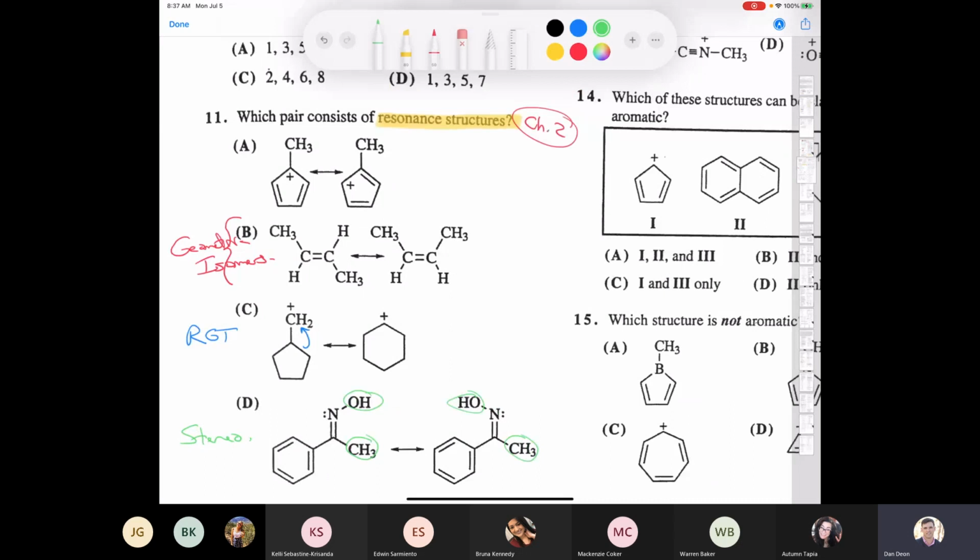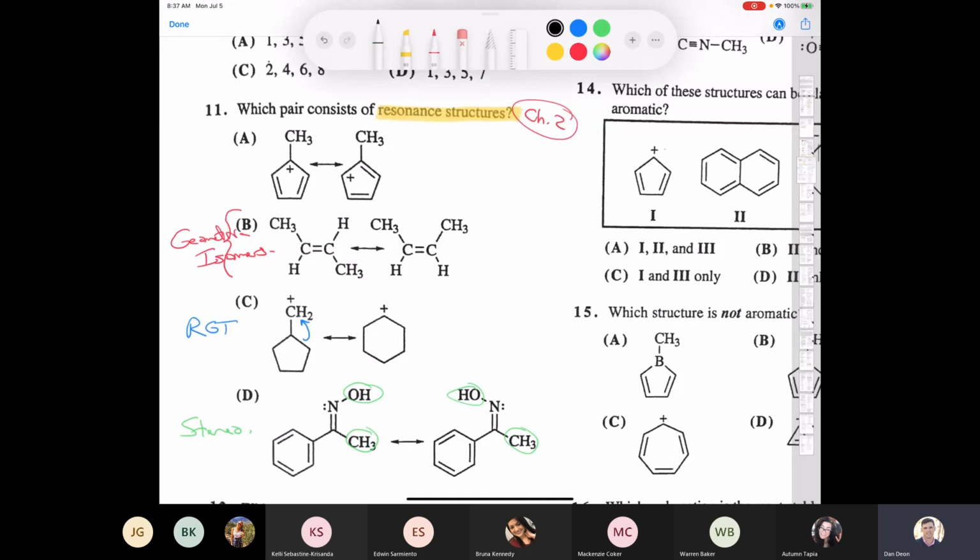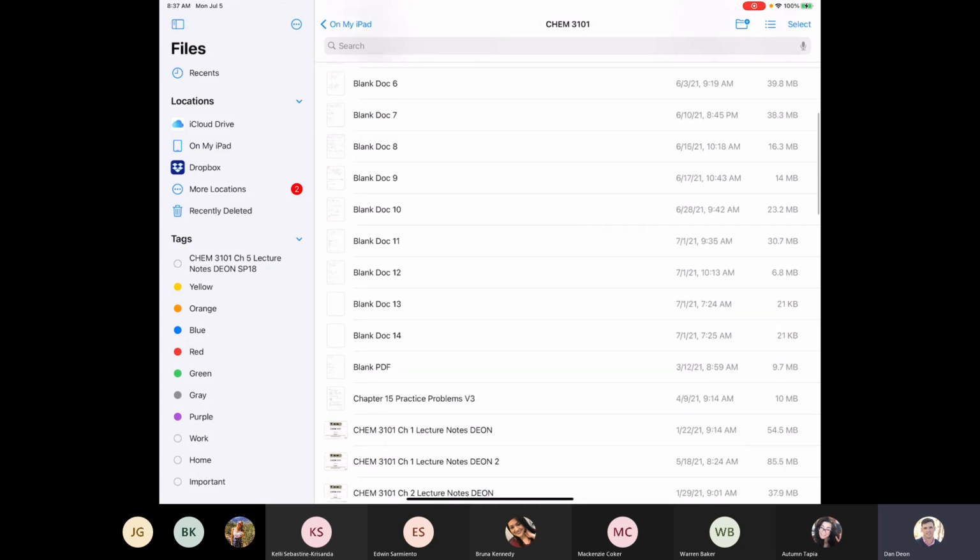But if we look at A, we can draw resonance structures where we show the delocalization of that positive charge. Okay, so let's give it a shot here. You're not going to be able to go directly between these two, but you can show how you go from one to the other. So let me go back to a blank document here, and I'll show you how to do that.